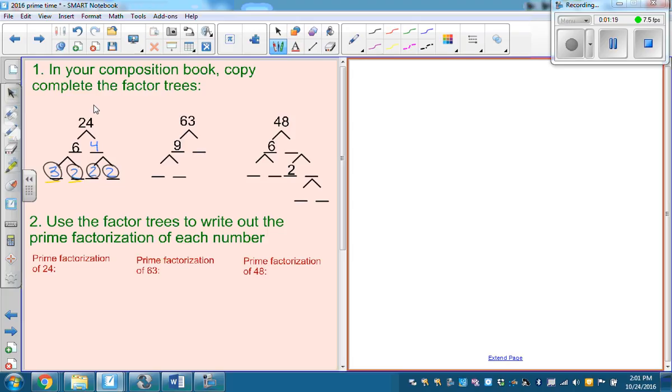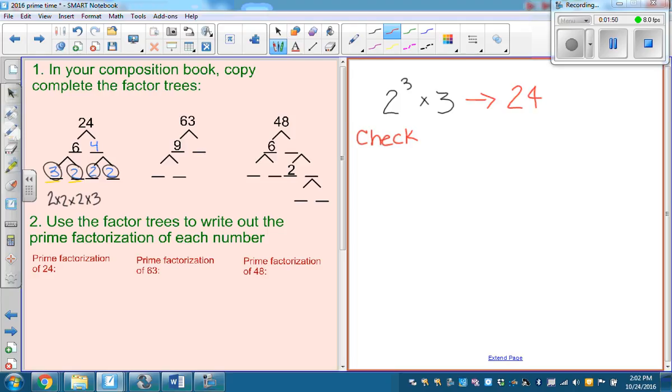But what it means is these numbers, if I write them in order from low to high, 2 times 2 times 2 times 3, I could write them as powers. First of all, there's 3 2s, so I would say that's 2 to the power of 3 times 3. And then if I want to check my work, what I'm hoping is that this is the same thing as 24. It should equal the same thing.